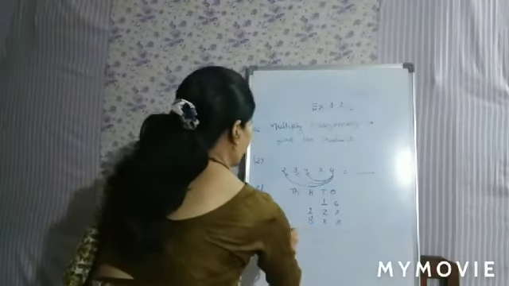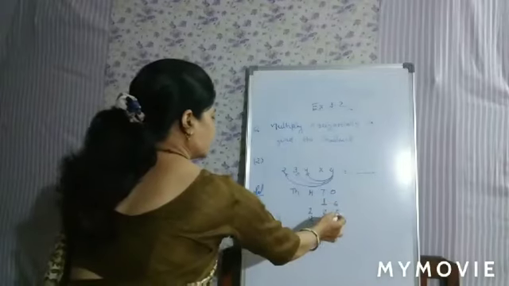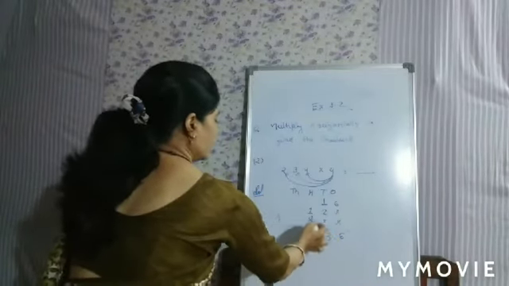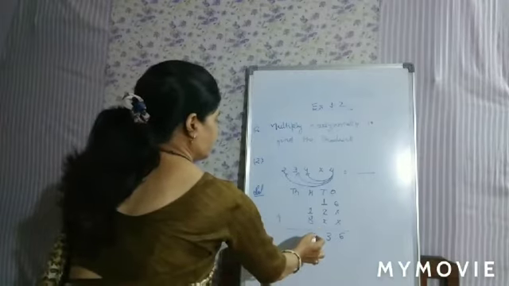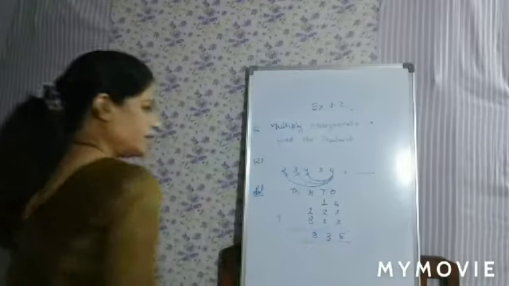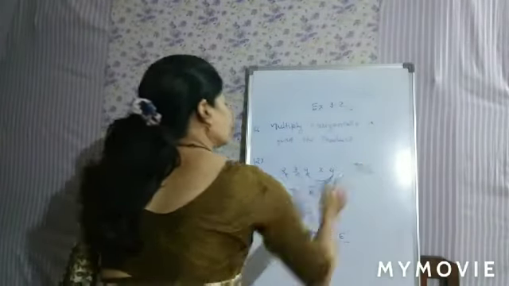Okay. Now you have to add the numbers. 6 cross will be 6. 1 plus 2 will be 3 and 1 plus 8 will be 9. What will you get here? 936. This is the product.